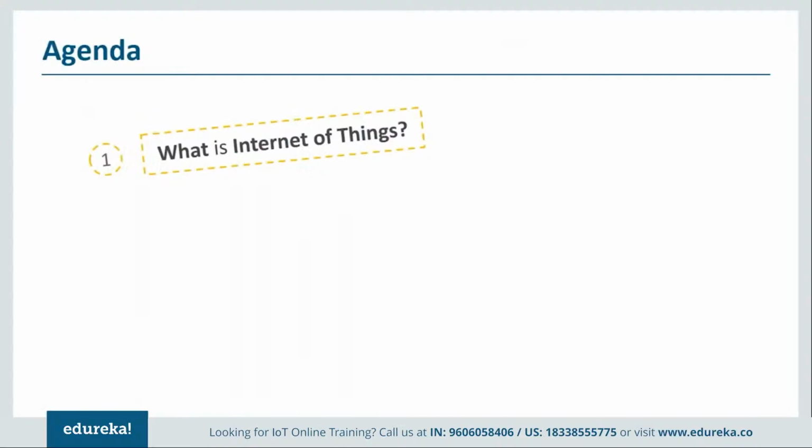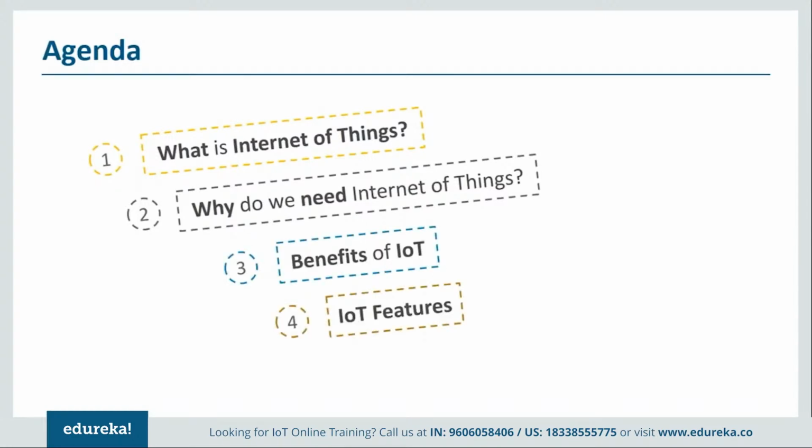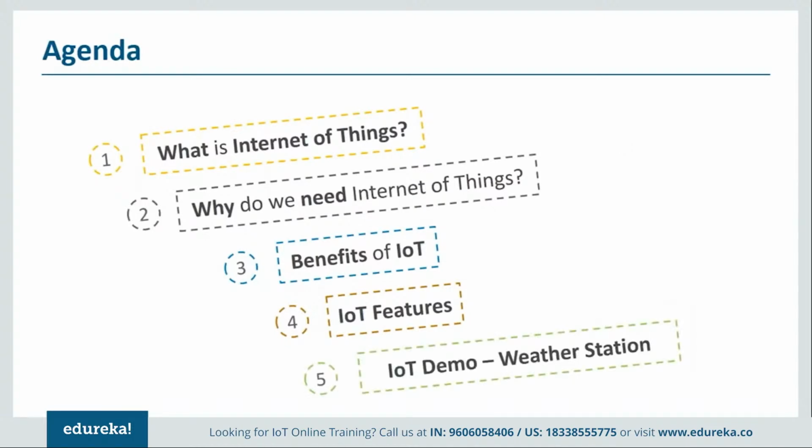Now going on to the agenda for this session, we'll start off by first understanding what is Internet of Things and then we'll try to address the question why do we need Internet of Things. Going on from there, we'll talk about the various benefits of IoT as well as the various features of IoT as well. And finally, we'll be moving on to the demo of this session, which is basically creating a weather station using Raspberry Pi. We'll mainly be measuring three things. We'll be checking the temperature of the environment, the pressure, as well as the humidity present. Okay, so these are the three things that we'll be measuring using Raspberry Pi and another component known as Sensat.